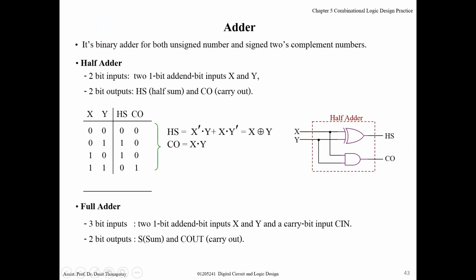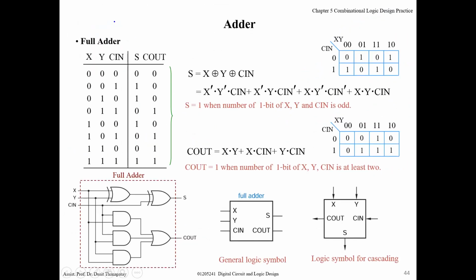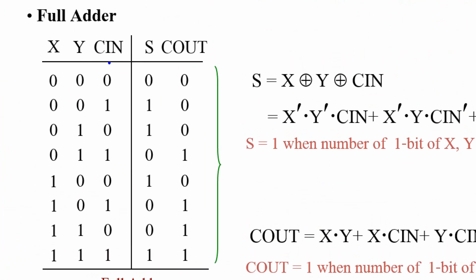How about the full adder? For a full adder, you add one more bit, the carry in. For example, 0 plus 0 plus carry in 0 is 0 and no carry out. 0 plus 1 plus carry in 0 is 1, no carry out, and so on. So these 3 bit values summed together give the result S and the carry out value. That means 0 plus 0 plus 1 is 1, no carry out. 0 plus 1 plus 0 is 1, no carry out. 0 plus 1 plus 1 is 2, right? Then the sum is 0 and carry out is 1.